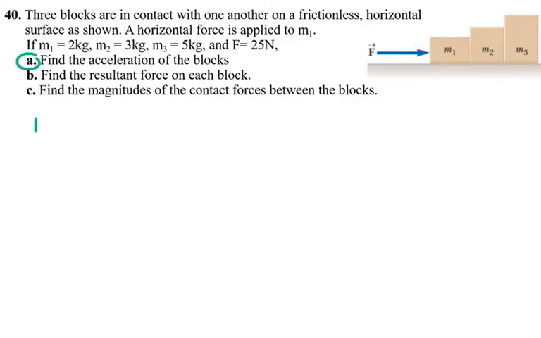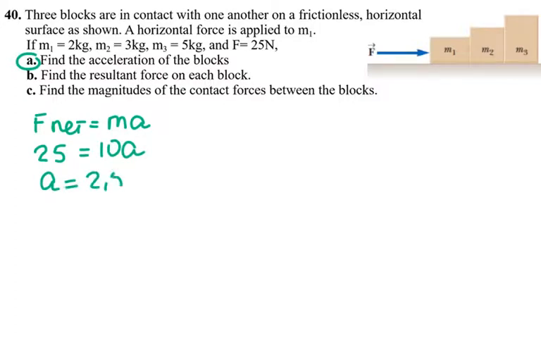Again, I'm going to start with F net is equal to mass times acceleration. The only force acting on them, the net force, is 25, and there's no friction, so I don't have to worry about that part. And the mass of all the objects together is 10 kilograms. So the acceleration of all of them equals 2.5 meters per second squared.